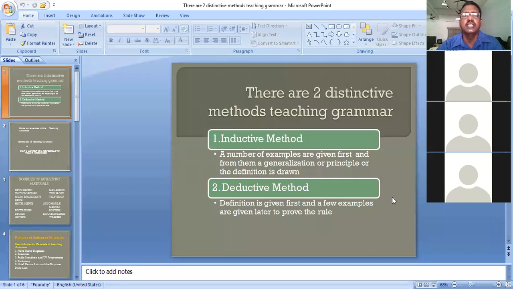Okay. In the deductive method, we can go from 10, 9, 8, 6, 5, 4, 3, 2, 1 in this way. Deductive method means we are giving the rule first, then next making them prepare examples. The definition is given first and a few examples are given later to prove the rule. See, I am going to teach you something more about the deductive method now.